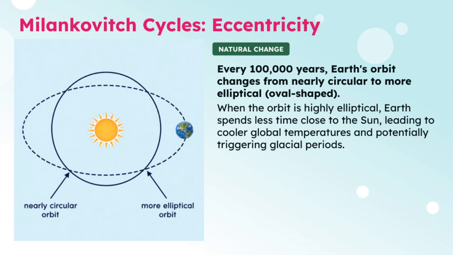When the orbit is more elliptical, Earth's distance from the Sun changes more during the year. According to the slide, when Earth's orbit is highly elliptical, Earth spends less time close to the Sun, which can contribute to cooler global temperatures and potentially help trigger glacial periods. The key point is that eccentricity affects the amount and distribution of solar energy Earth receives. However, this is a very slow natural process. It happens over tens of thousands of years, not decades.